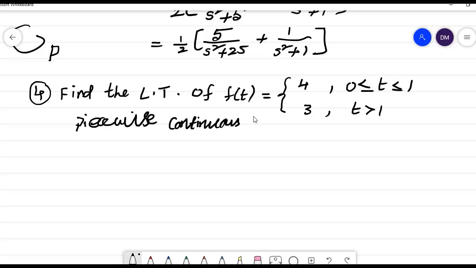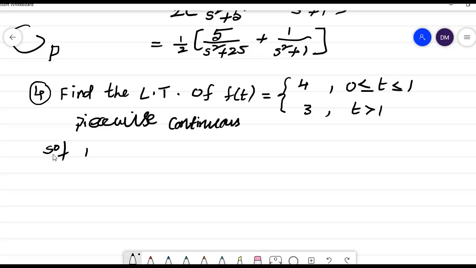But here we have different values for f of t in different ranges. So that's why we cannot apply the standard formula of the Laplace transforms here. We can use the definition of the Laplace transform to find the Laplace transform of f of t. So what is the definition of the Laplace transform?